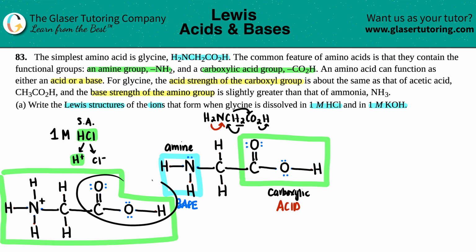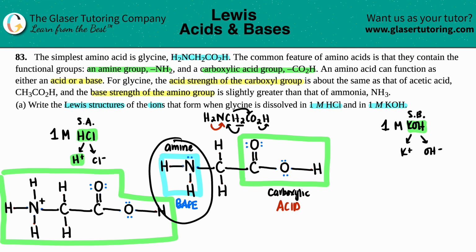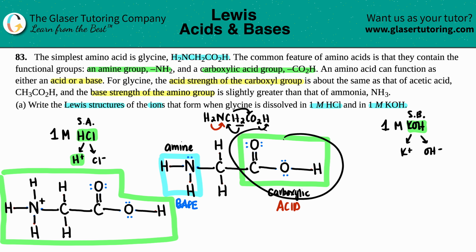Keep in mind, you don't have to worry about this because this is the acid component. So it's just going to stay there because we're in an acidic solution. Now we have to do the other side. So now we have 1 molar KOH. And KOH is a strong base. So now I'm going to be working on the other side. Remember, KOH dissociates into K plus and OH minus. So since we're in basic conditions, I'm now going to leave this part alone. And what I'm going to do is work with this.